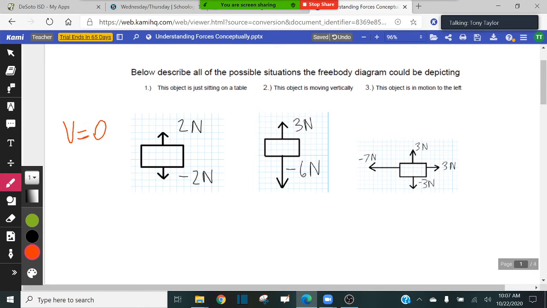Okay, what is the sum of the forces here, guys? If I add up all these forces acting on this object, it's just what here? When I combine positive 2 with negative 2, I just get what? Zero newtons. So notice, guys, we have a situation where the object is not moving and the forces are balanced. So what does Newton's first law say? An object at rest will stay at rest. So literally for number one, you would just put this object is just at rest. That's the only thing that could be happening here.